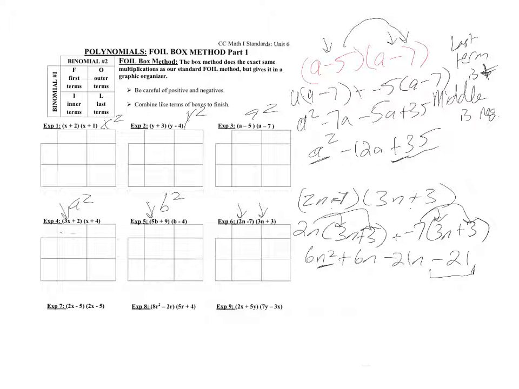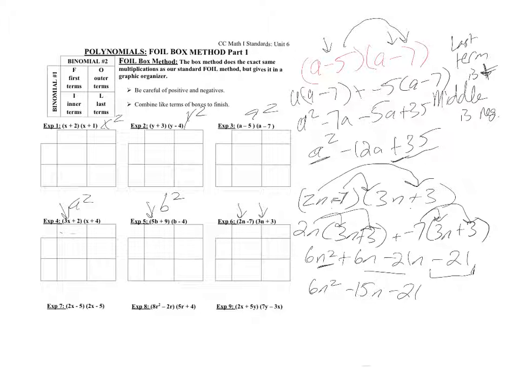Okay, and so because the 7 times 3 is more negative than the 2 times 3, our middle term should end up being a negative. So let's see if we're right. 6n squared, and then our middle term is going to be 6 minus 21. 6 minus 21 is negative 15n, and then minus 21. So there is our final polynomial that way.